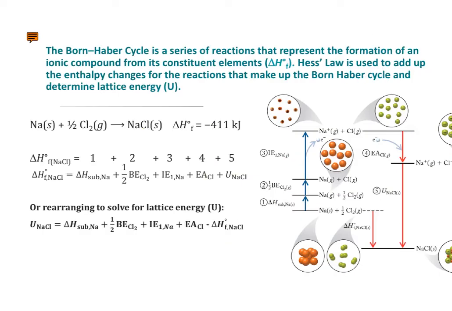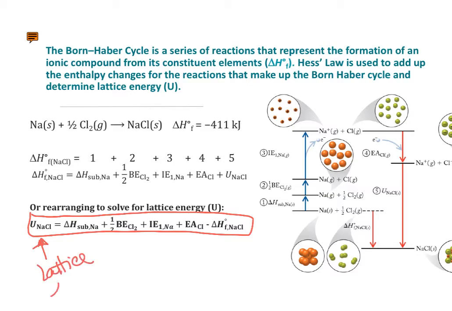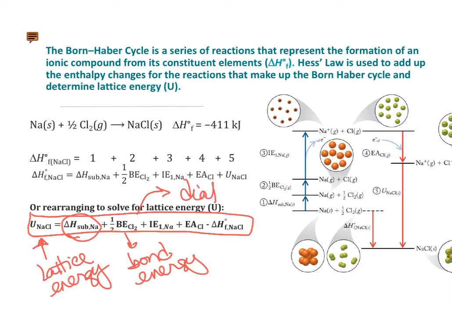cycle. The equation that we use to solve for lattice energy using the Born-Haber cycle is shown here at the bottom. So that you understand what all the symbols are, in this case they're using U for lattice energy. And again, the individual reactions that are used in a Hess's law combination are subliming the neutral metal. BE is bond energy, so that's dissociating. If the nonmetal is a diatomic, you've got to dissociate it into the individual atoms.